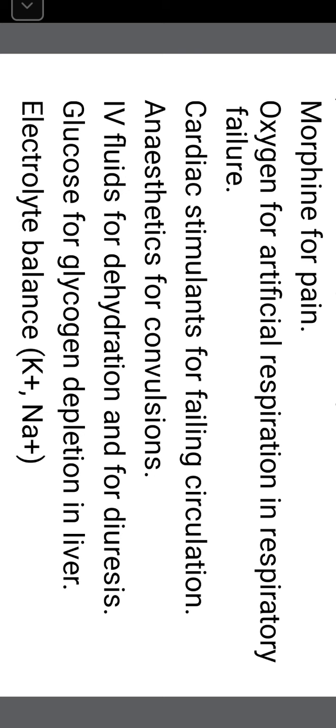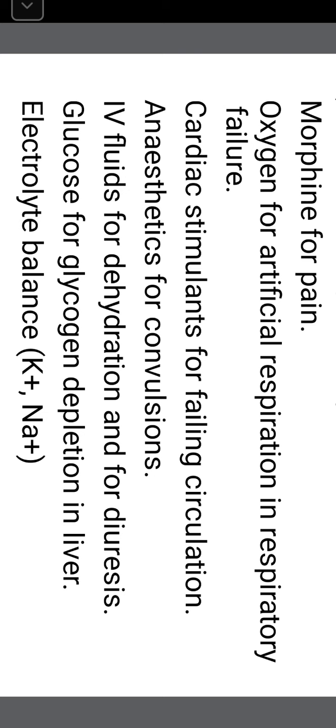Then glucose, you may need glucose for glycogen depletion in the liver, because whatever poison they have swallowed will be carried from the gastrointestinal tract to the liver through the portal circulation, and here they will damage the liver and disturb the metabolism in the liver. That's why there will be glycogen depletion, that is, deficiency of glycogen in the liver. So you will have to give plenty of glucose to restore the glycogen store in the liver.